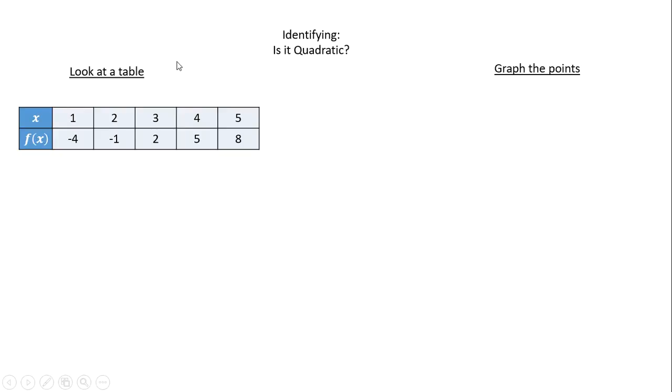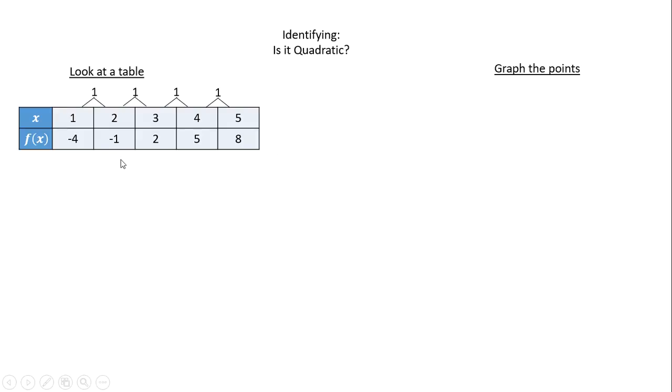So if we look at a table, the first thing we need to look at are the x values. We want to make sure the x values are all going up by the same amount each time. If they're not, we have a random assortment of points, and we're not going to be able to look for patterns. That's when you need to graph them. If your x values don't go up evenly, graph them.